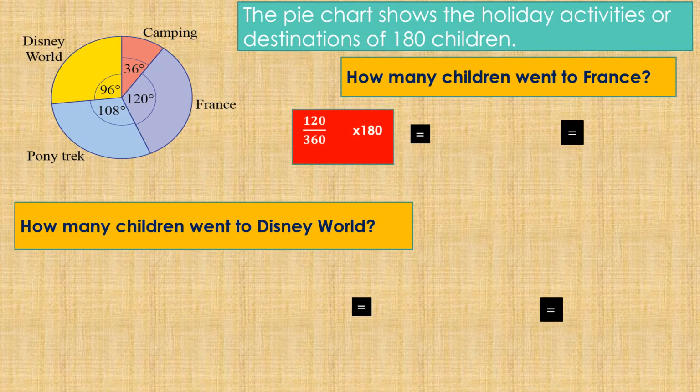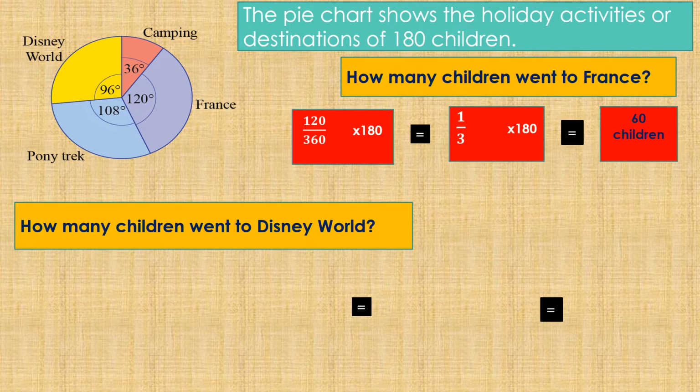As I said before, to get this answer, you can convert the fraction into a decimal number or simplify. Here, if I divide 120 by 360, we will get 0.3333, which is a repeated decimal. So I prefer to write it as a simplified number. Then you'll get 1 over 3. 1 over 3 times 180 is 60 children.